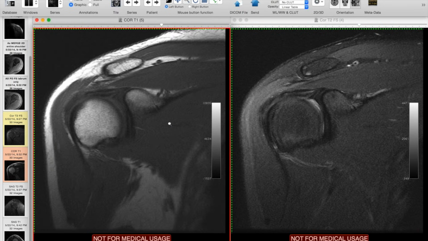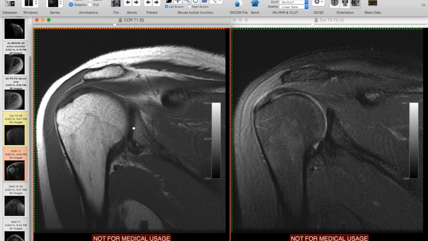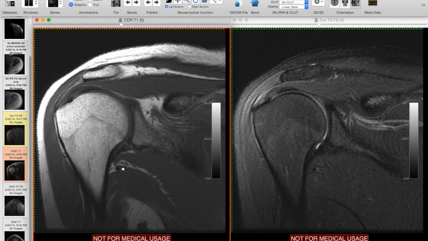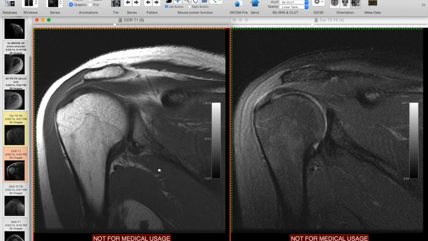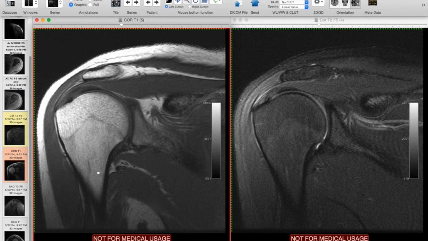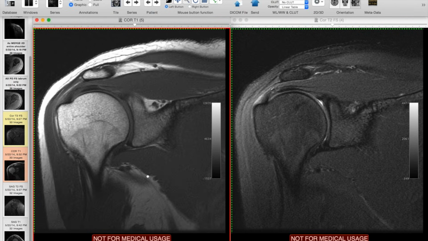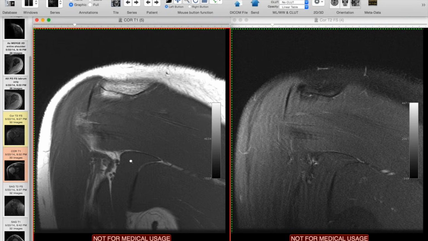Here I've put back up the coronal oblique T1 and the fat suppressed T2 weighted image to show the quadrilateral space, and with a good quality scan you can see the structures within the quadrilateral space quite nicely. Here you can see these structures going through a fat plane underneath the glenohumeral joint, and so the demarcations of that space include the humerus itself, the teres minor and the teres major, and then the long head of the triceps, which is going to be more posteriorly.